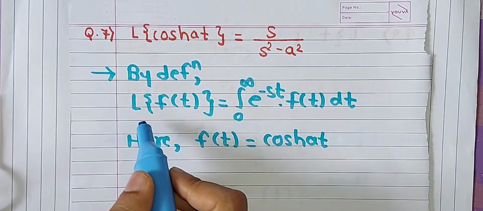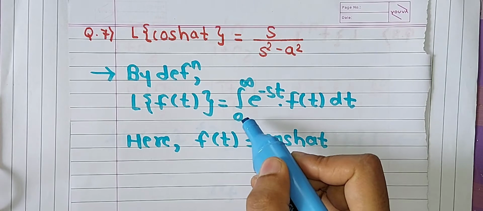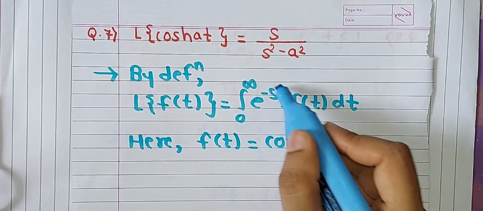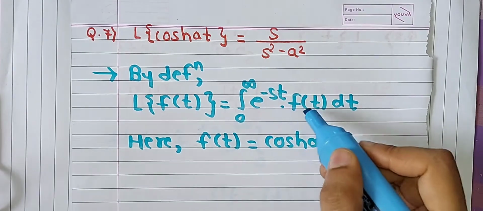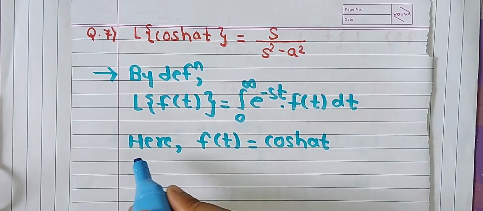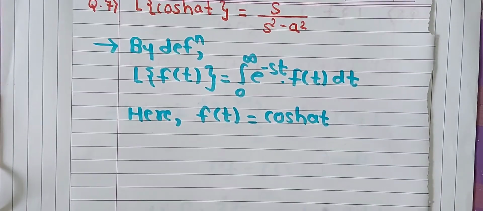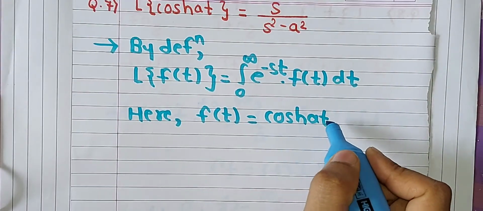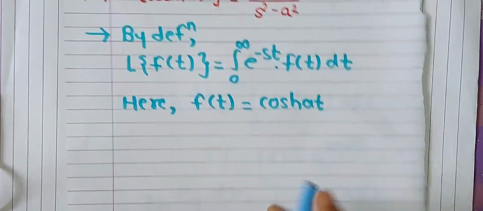That definition is: Laplace transformation of f of t is equal to the integration from 0 to infinity of e raised to minus st, this is always a fixed term, into f of t dt. Here we have the function f of t as cos hyperbolic at. Now we only have to do one thing, that is, convert this cos hyperbolic at in terms of exponentials.